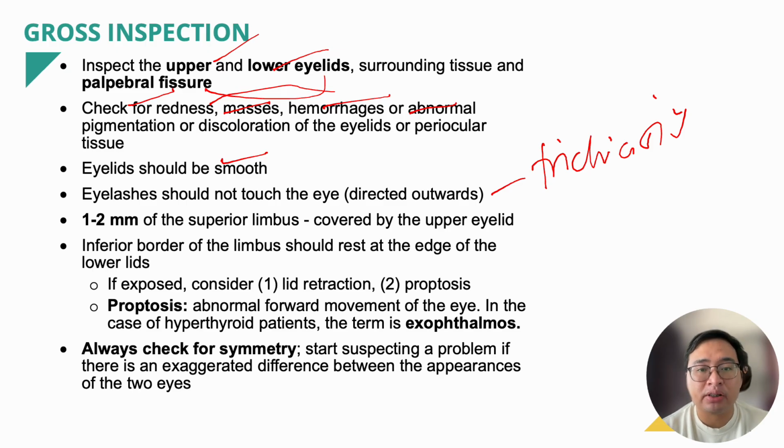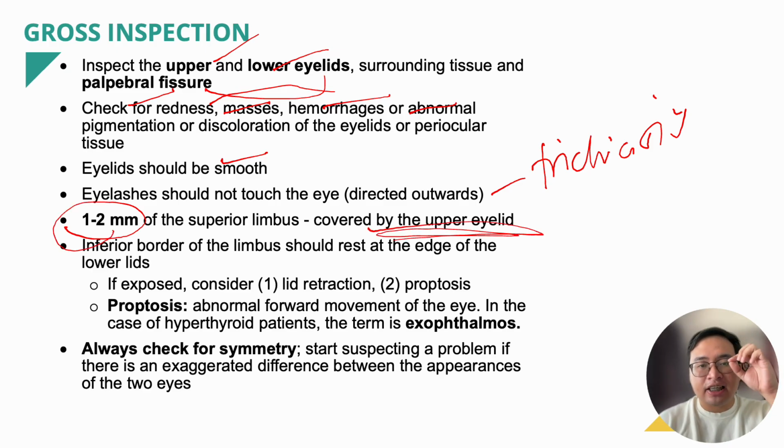So the limbus, which is the border between the itim ng mata and yung puti ng mata, the cornea or the pupil as well as the sclera, is 1 to 2 millimeters of the superior limbus should be covered by the upper eyelid. Otherwise, there may be either lid retraction or proptosis. The eyes are bulging outwards. Okay? And of course, you should always check for symmetry.